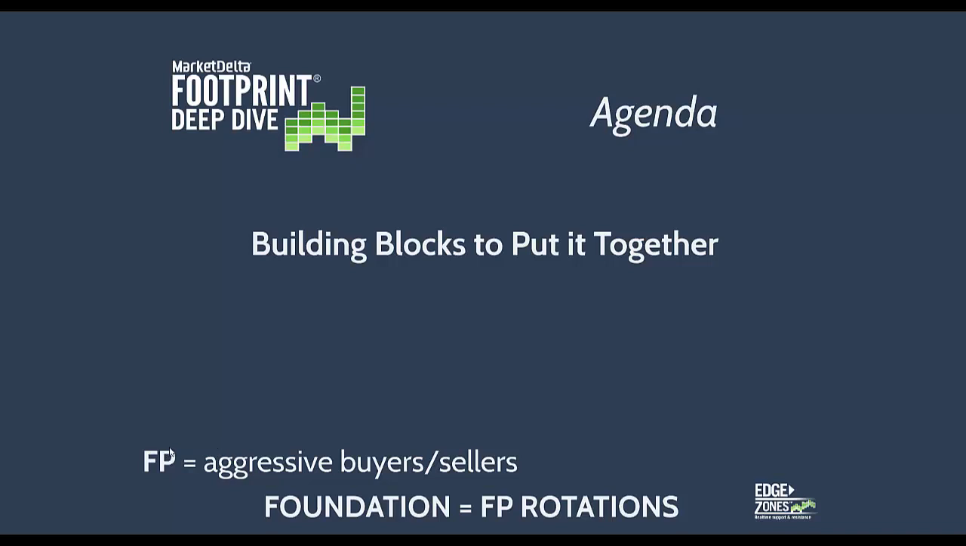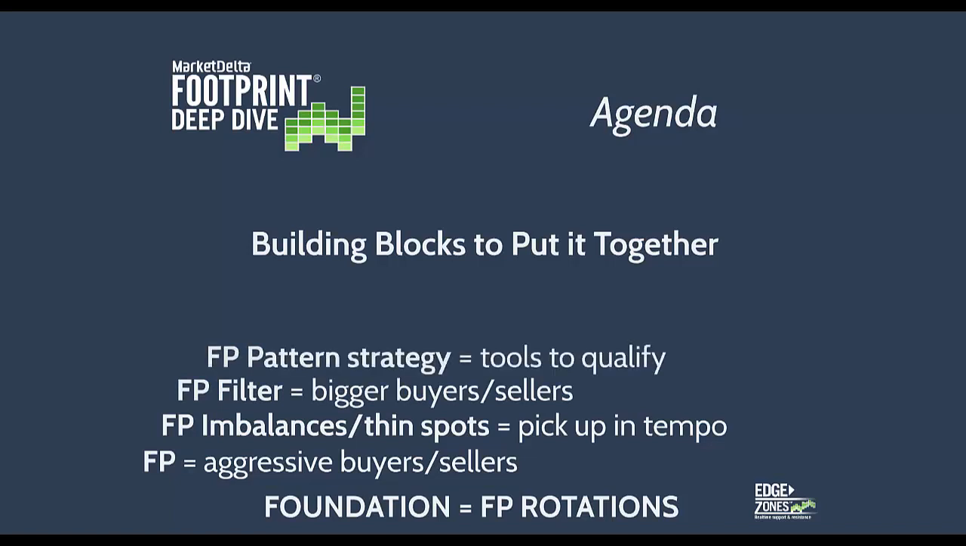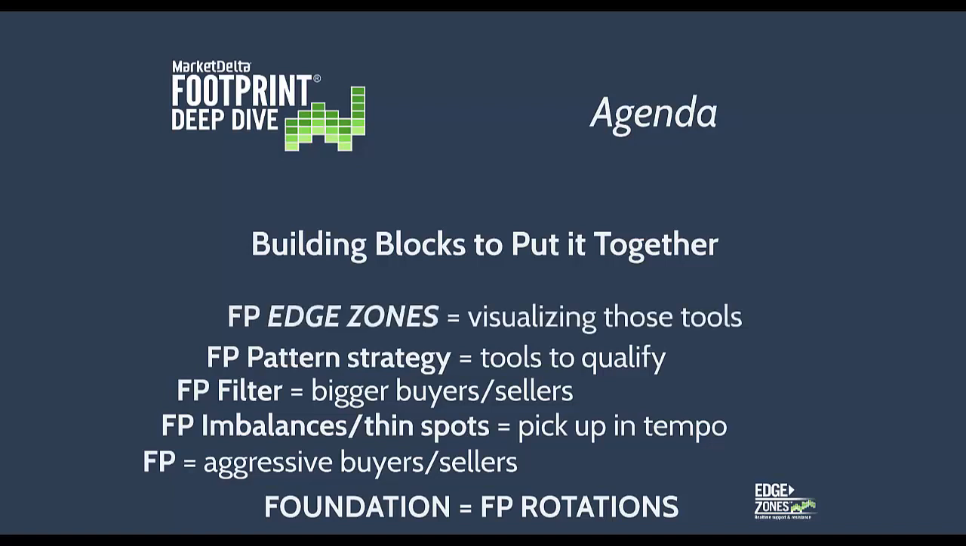So first of all, footprint equals aggressive buyers and sellers. We spoke a lot about that in the early portion of this program. Then we talk about footprint imbalances or thin spots, which show a pickup in tempo. Then the footprint filter, where bigger buying and selling were to come in. Then some pattern strategy with the footprint, and then the tools to qualify those patterns. And now the footprint edge zone, which is going to visualize all these tools so you could truly walk up these stairs and these building blocks to put it together and go back to, all right, here's what it's telling me now. How the heck can I use it?